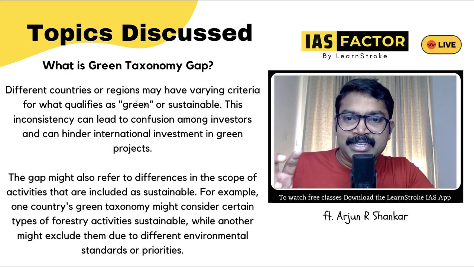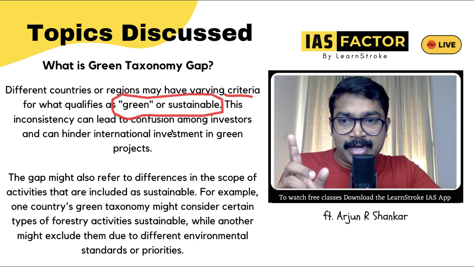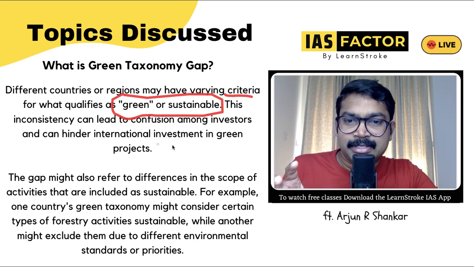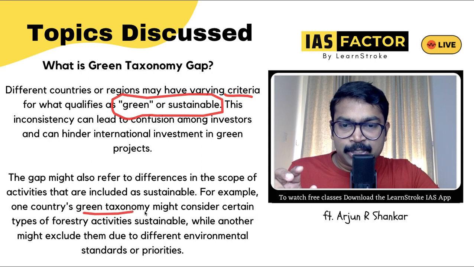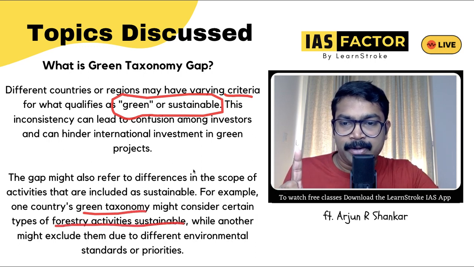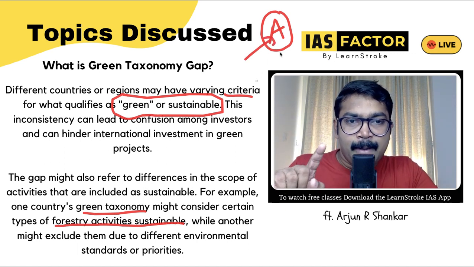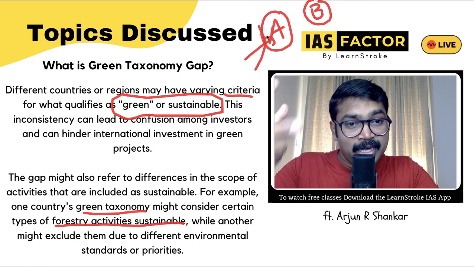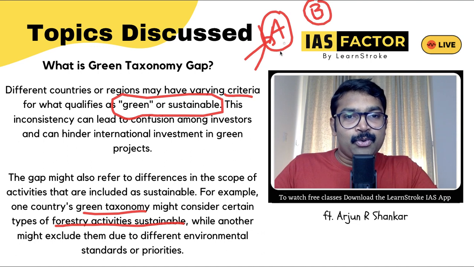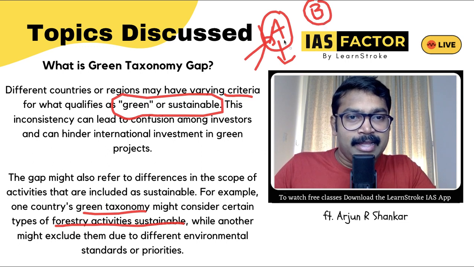See, different countries may have different criteria of what is green or sustainable. There is a confusion among investors about which is green or what is sustainable, and this differs from country to country. One country's green taxonomy might consider certain types of forest activities sustainable. Imagine conservation of forest called A is green in one country. But for another country called B, the conservation or utilization of A is prevented. So what is green in one country is not green in country B.